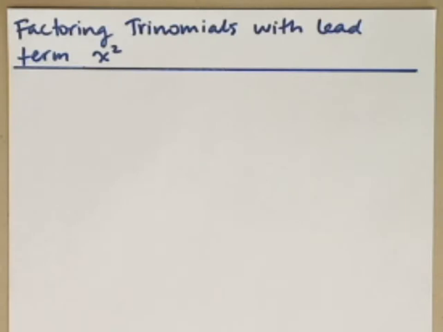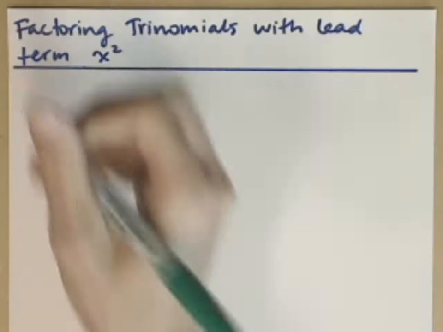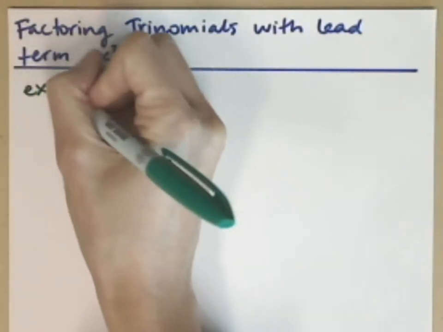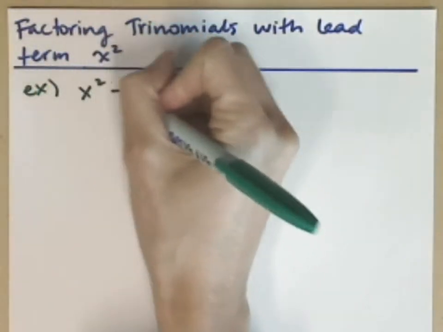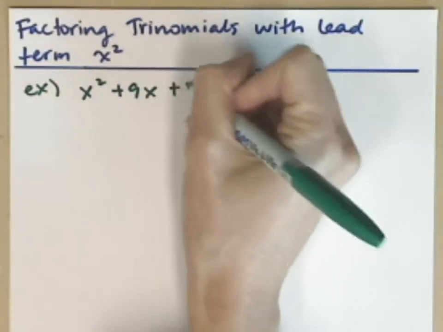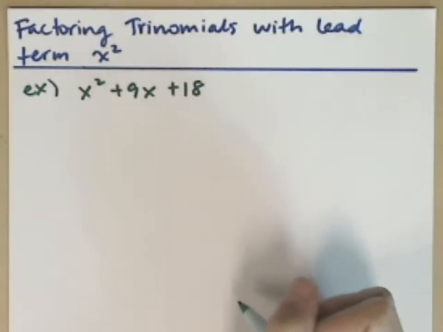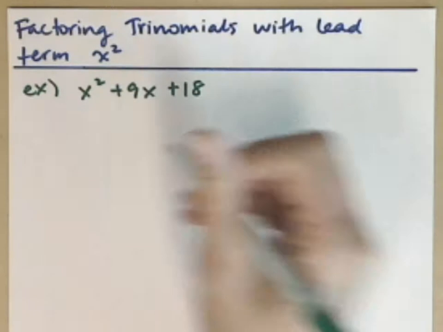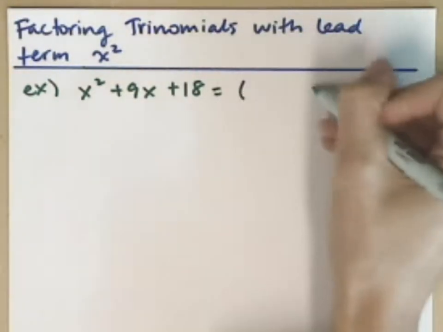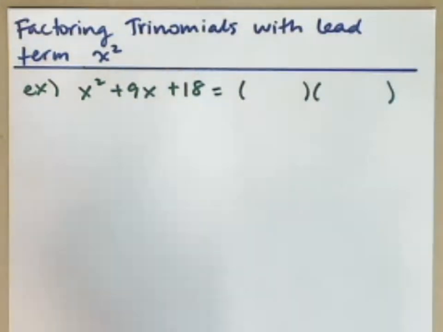We're going to factor trinomials with lead term x squared. In other words, we're going to be looking at trinomials, three terms, that have a lead coefficient of 1. For example, we're going to start with the trinomial x squared plus 9x plus 18. Because this is a trinomial, our goal is to factor it into a product of two binomials.